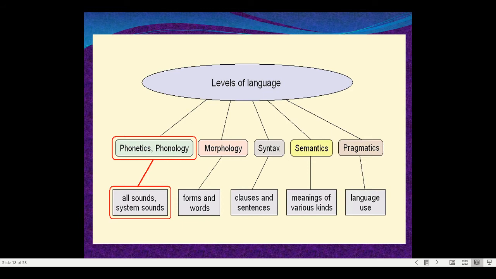And then you have syntax, where clauses and sentences, the bigger versions of these sound units, are being learned and described. And then comes semantics, where you deal with the meanings of various kinds. And finally, pragmatics, where the human beings, the native users of a language community, use language for an actual purpose, that is, a conversational purpose and interaction.